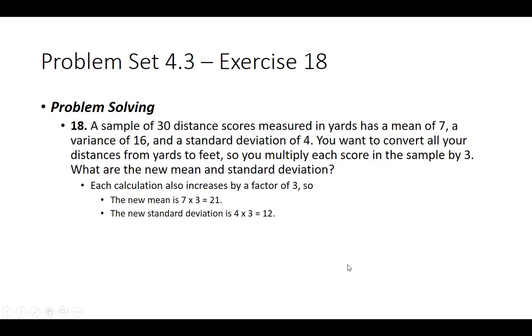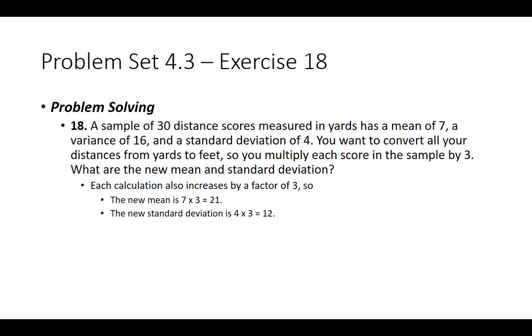Number 18. A sample of 30 distance scores measured in yards has a mean of 7, a variance of 16, and a standard deviation of 4. When we say there's a variance of 16 and a standard deviation of 4, variance is what we call the standard deviation calculation before we take the square root. So if we just did the sum of squares divided by n minus 1, we would have something called the variance. The square root of the variance would be the standard deviation, the last step in that formula.